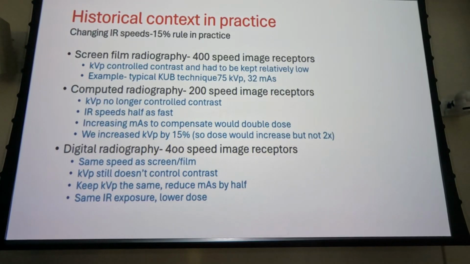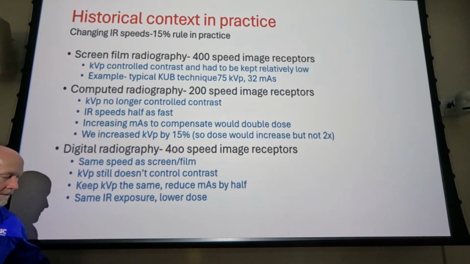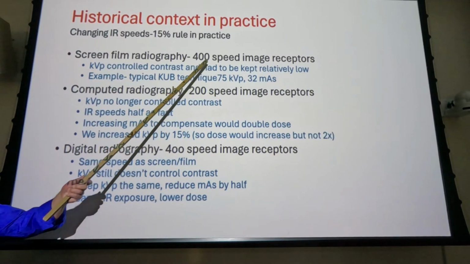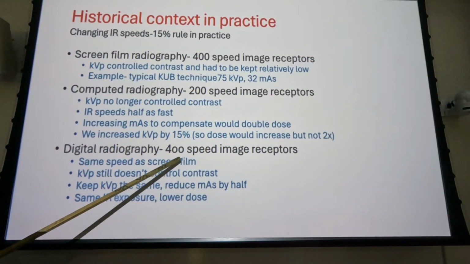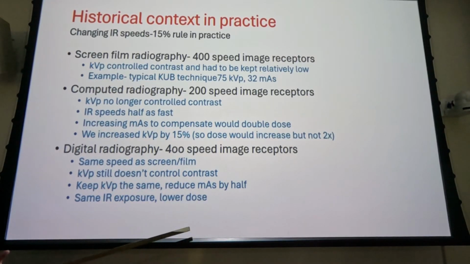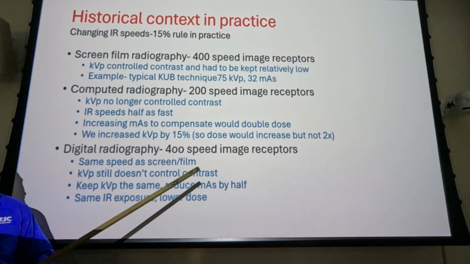All right, so when we use screen film radiography, what we had were image receptors that were 400 speed, and that's just a number assigned essentially that tells you how much radiation you need, and the higher the speed, the less radiation you need. Okay? So 400 speed is pretty fast. If you notice, 400 speed is here, and it's down here as well, even though those are O's instead of zeros.